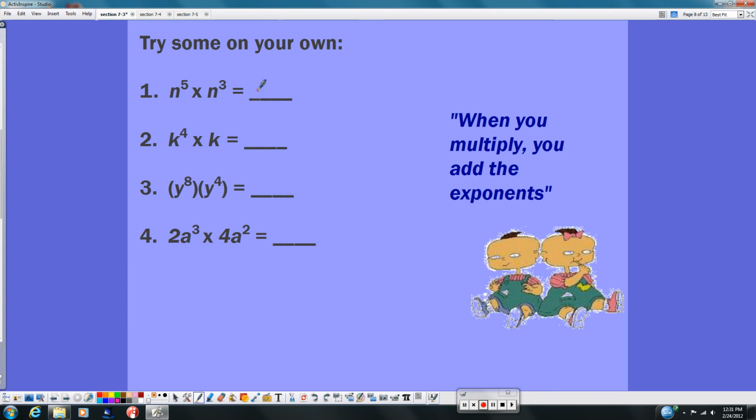So, the first one, hopefully you have n to the 8th. The second one, k to the 5th. Here we have y to the 12th. And this last one was a little bit tricky. What's 2 times 4? 8. And then a times a is going to give us a to the 5th power. How'd you do?